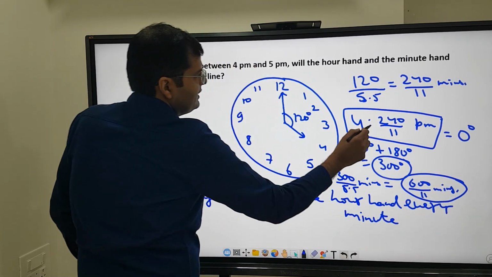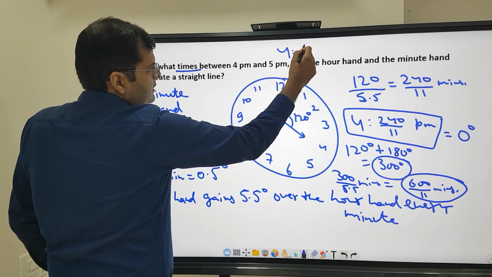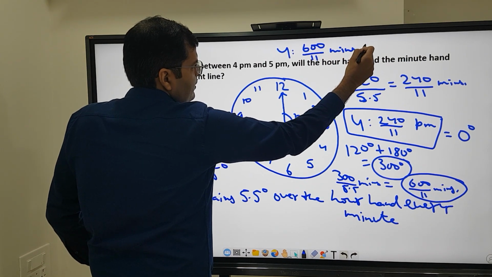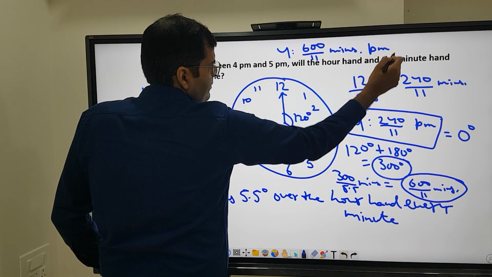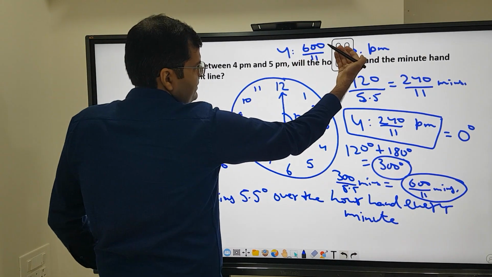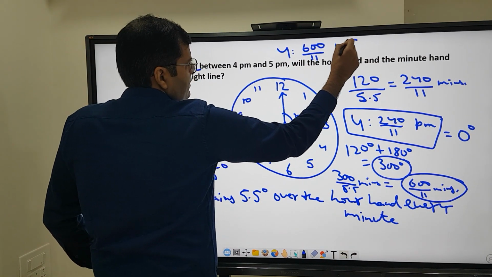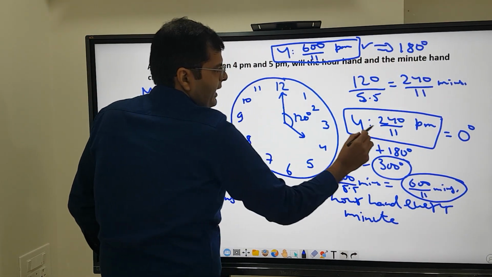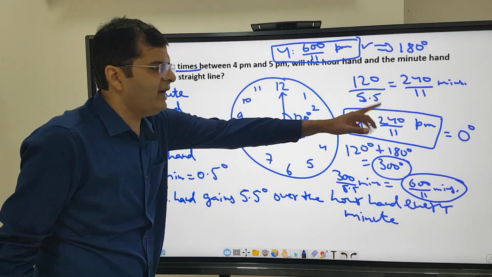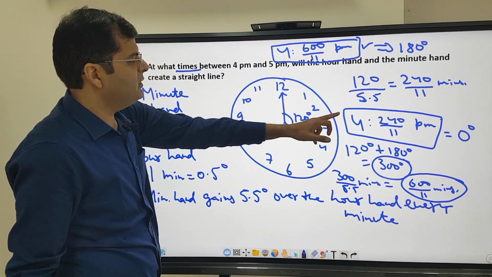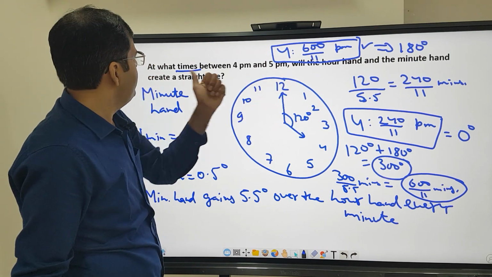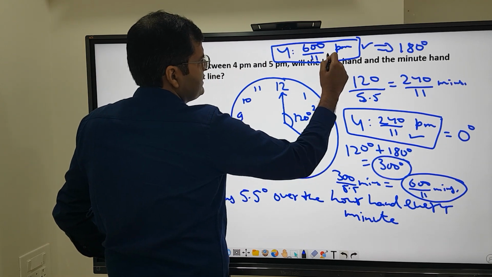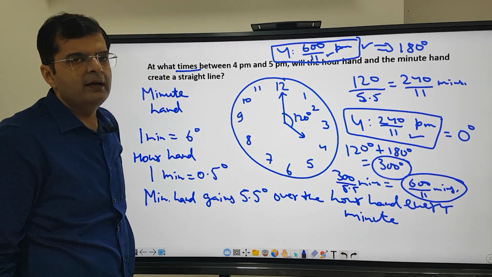So the other time is 4 and 600 upon 11 minutes. Over here the angle is 180 degree. And here, at 4 and 240 upon 11 minutes, the angle is 0 degree. Okay, so these are the two times at which the minute and hour hand will create a straight line. So 4 and 240 upon 11 minutes p.m., as well as 4 and 600 upon 11 minutes p.m., are the right answers here. Okay, that's how you solve the question.